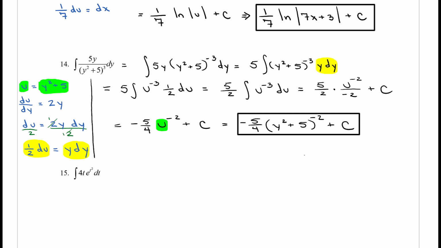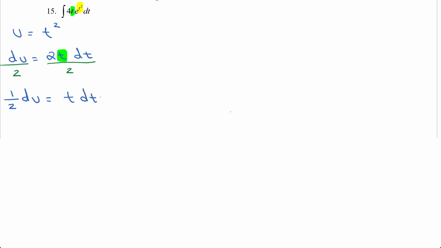Number 15, the integral of 4t times e raised to the t squared power dt. So let's go ahead and highlight that t squared that's in the power. That's going to be our inner function. So I'm going to set u equal to t squared. Therefore, du will be equal to 2t dt. I see here that I do have a t in there. I'm going to divide both sides here by 2 to move the 2 over to the other side, and I will end up with 1/2 du is equal to t dt.